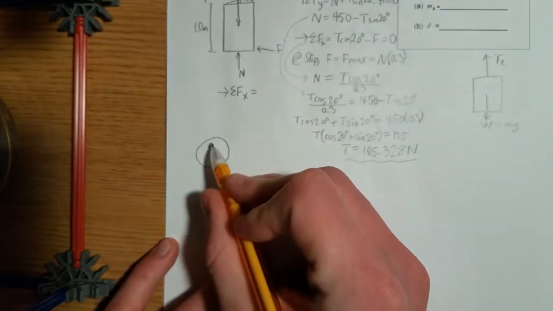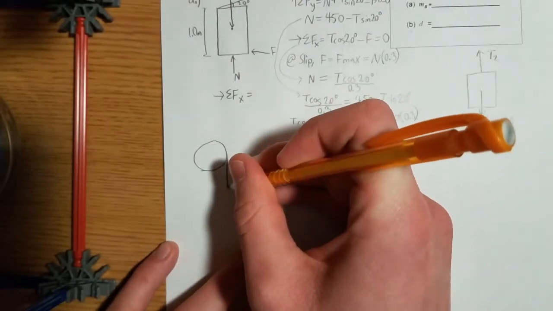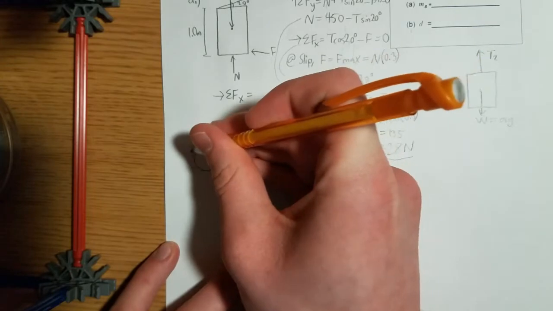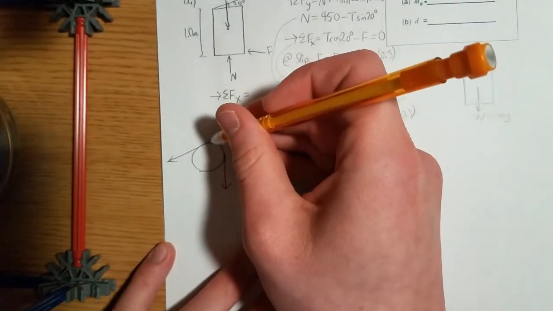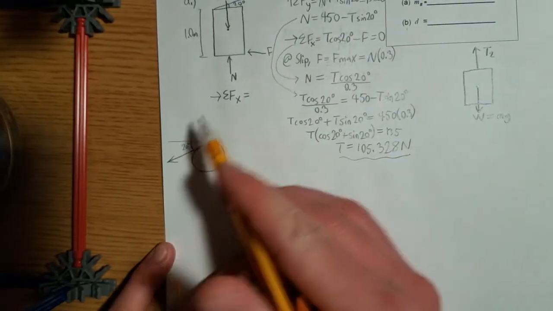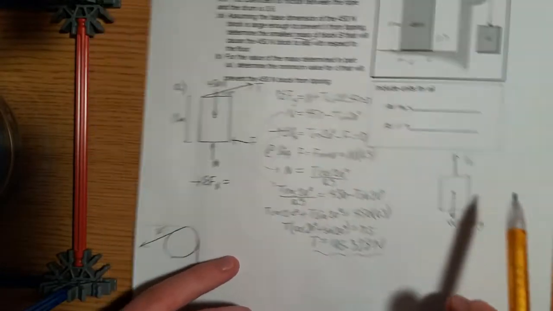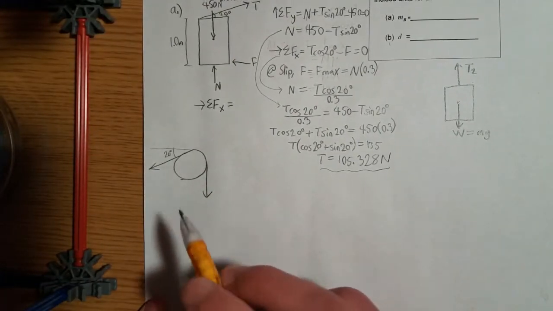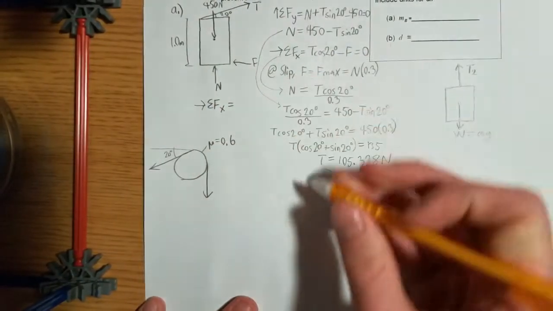Excuse me. Here we have the drum. Just drew it as a circle here. We've got a force going that way and a force going that way, which was 20 degrees above the horizontal here, which means that up here it's 20 degrees below the horizontal, going the opposite direction. And we could say mu is equal to 0.6.